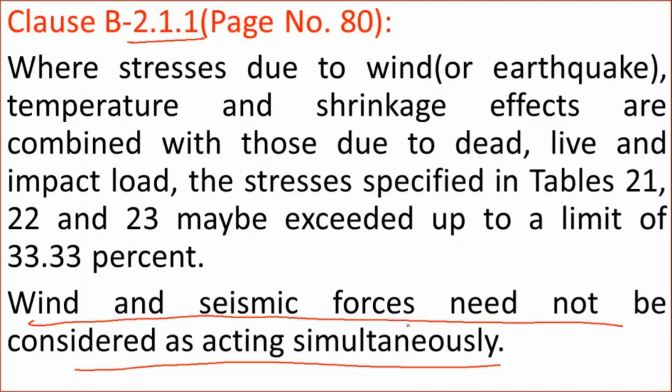So the IS code says that you need not consider them simultaneously. You have to consider only the maximum of those two values. Okay, so this is about the important clauses in the working stress method, that is the annexure B.